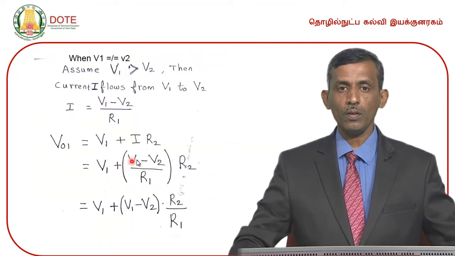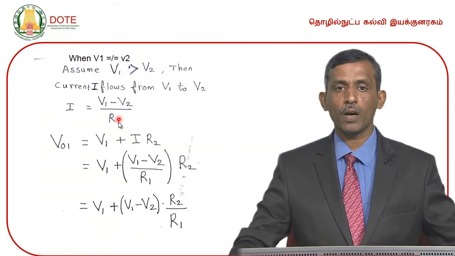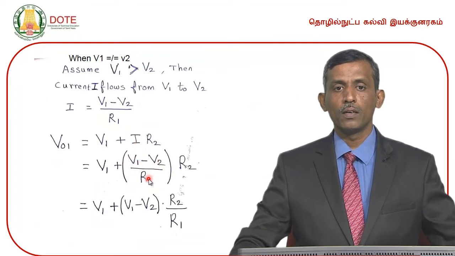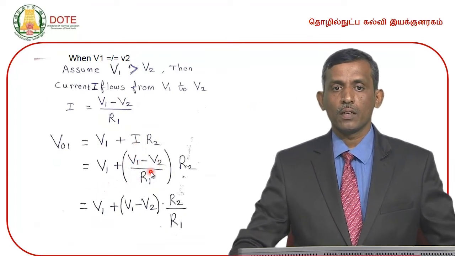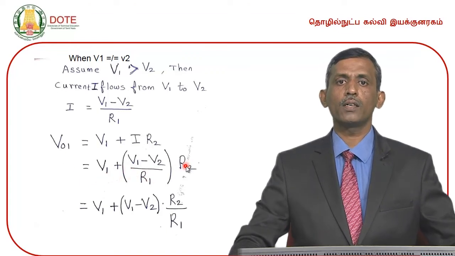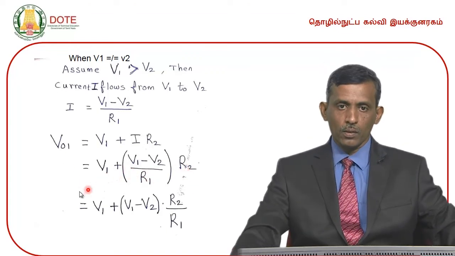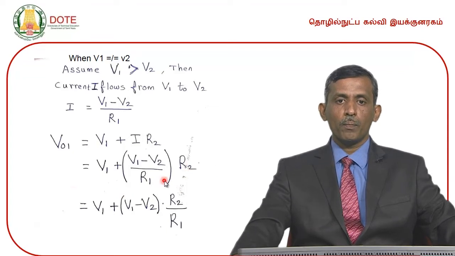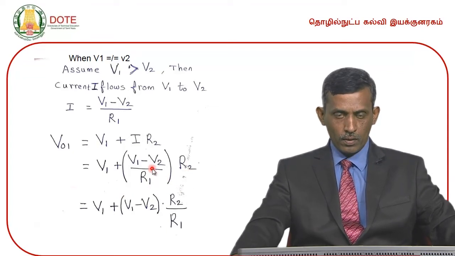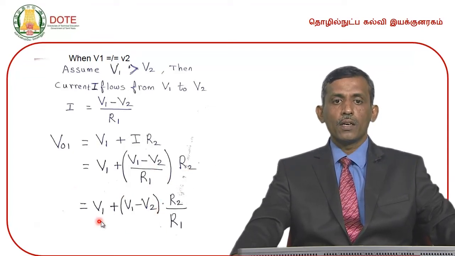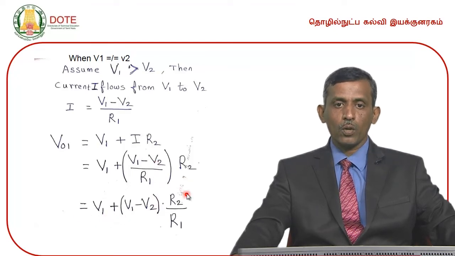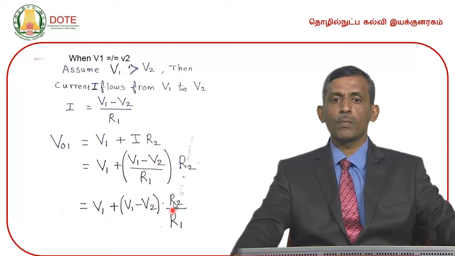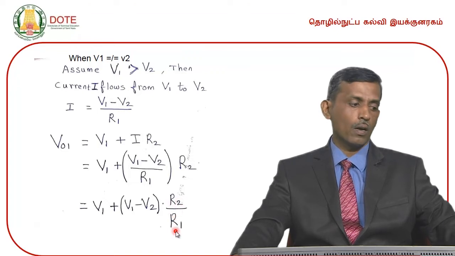Now what is I? V1 minus V2 by R1. So I can be replaced by V1 minus V2 by R1, right? So VO1 equal to V1 plus V1 minus V2 by R1 into R2. Very simple. So we have written like this. Now we have rewritten the equation, VO1 equal to V1 plus V1 minus V2 into R2 by R1. Okay, V1 minus V2 into R2 by R1.